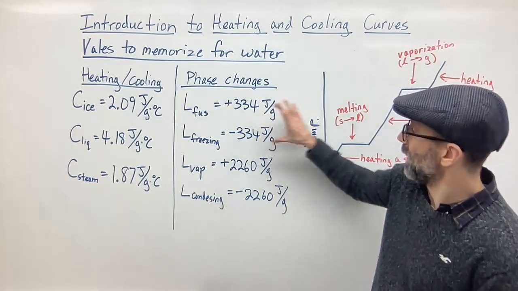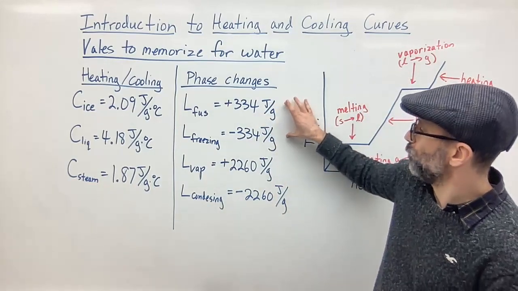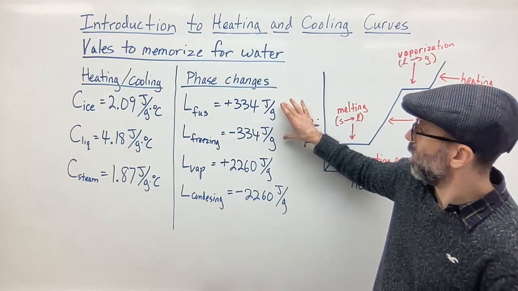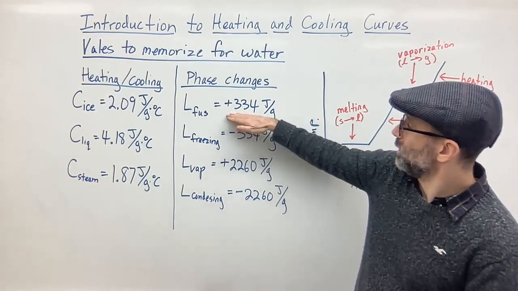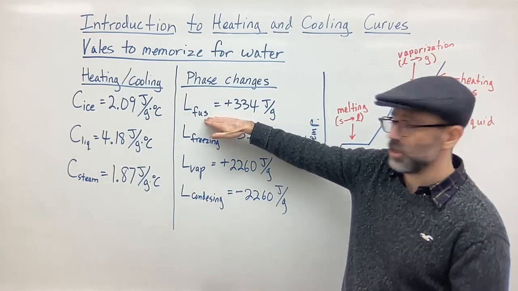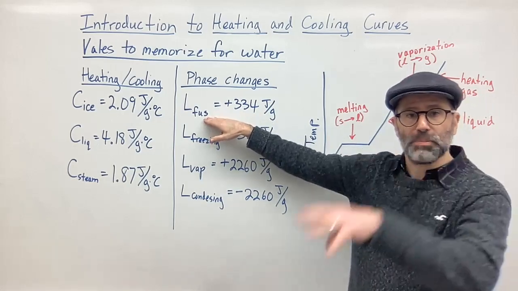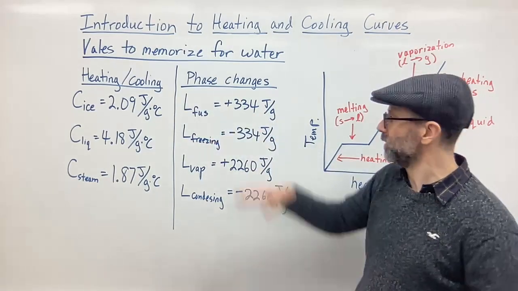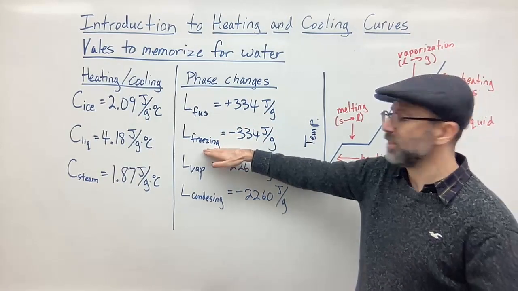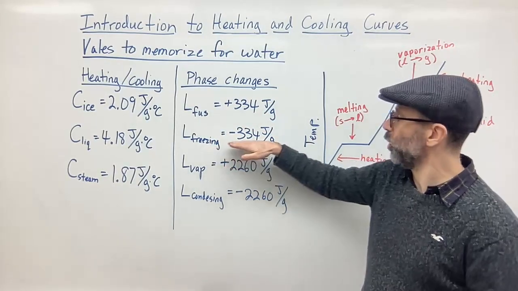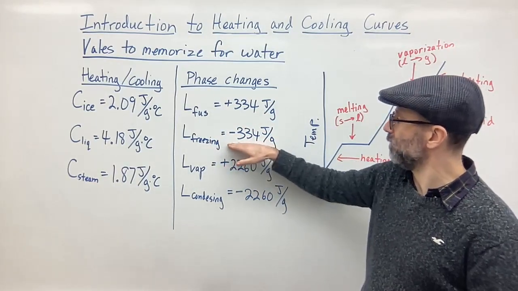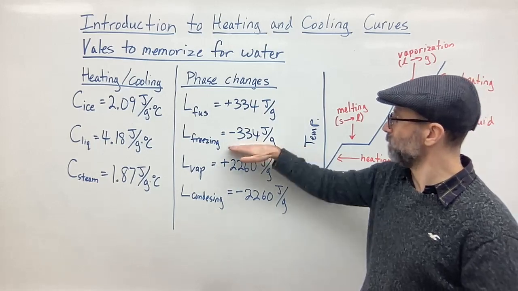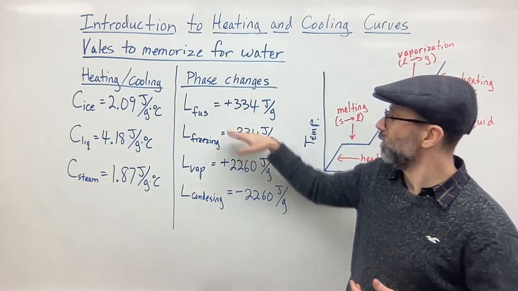Again, you'll notice that the latent heat of fusion and freezing are opposites of each other. It's a positive value because fusion or melting requires the input of energy. It's an endothermic process, so it's positive. Freezing is the opposite process. So basically, it's going to be negative 334 joules per gram. So it's the opposite value from each other.